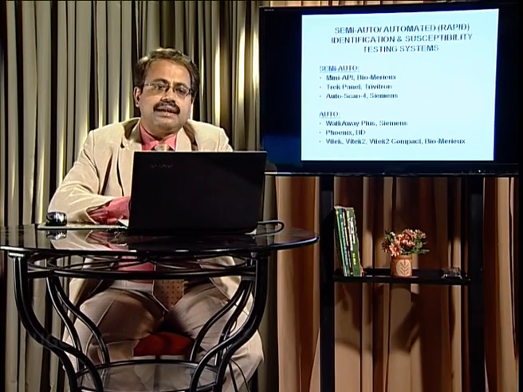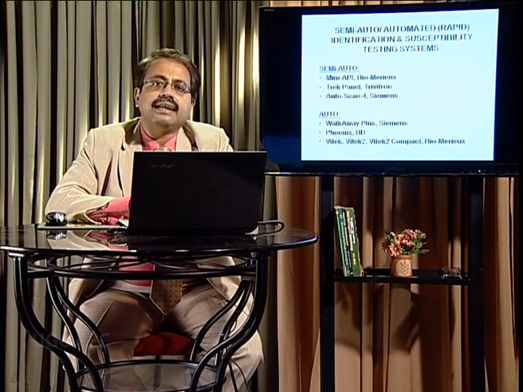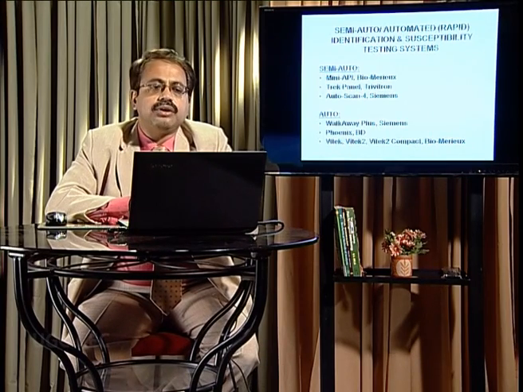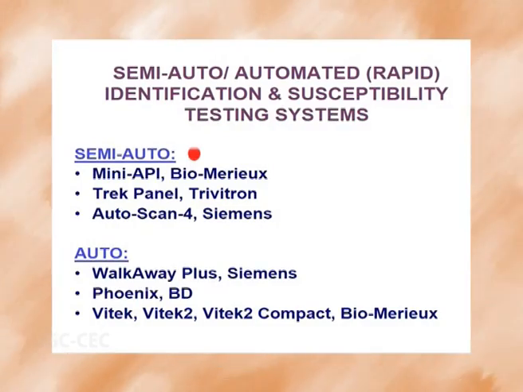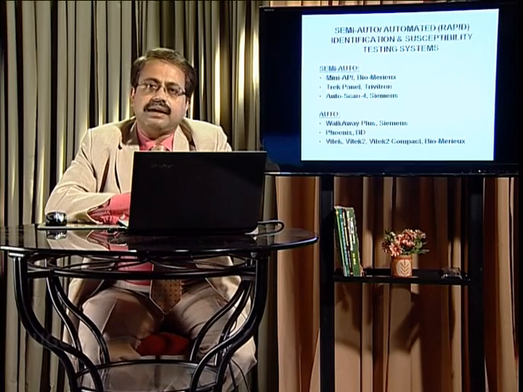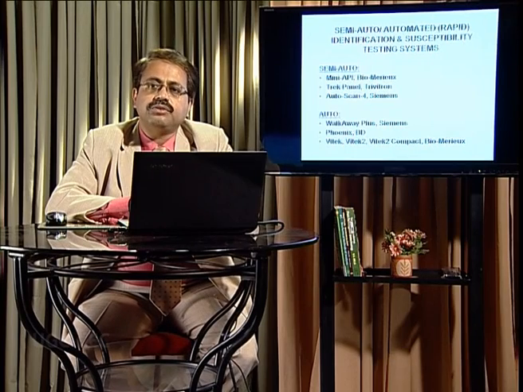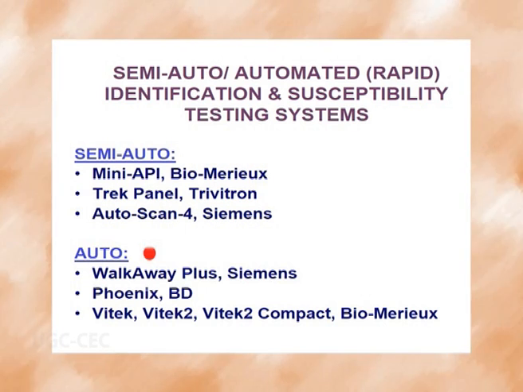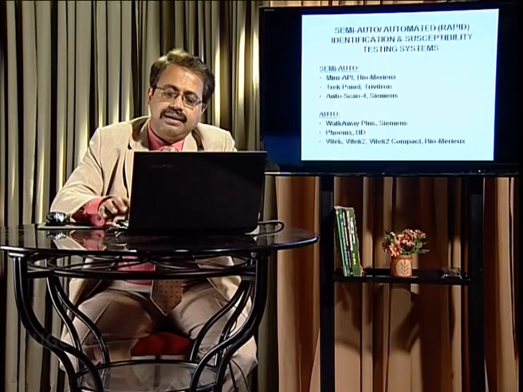What are the systems that are available for doing the identification and susceptibility testing of different microbes, bacteria, and fungal isolates? We have the semi-automated systems like Mini API, Trek Panel, and AutoScan. But the automated systems are now available in many of the large laboratories. We have the Walkaway Plus, also known as Microscan, Phoenix, and the most commonly used system is the Vitek system, Vitek 2 compact system.